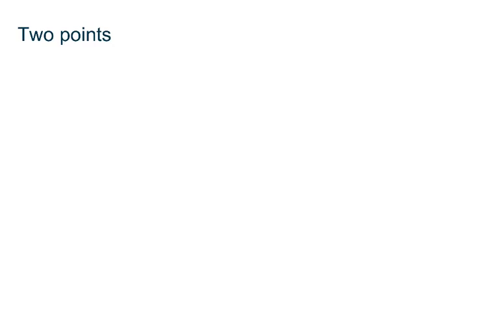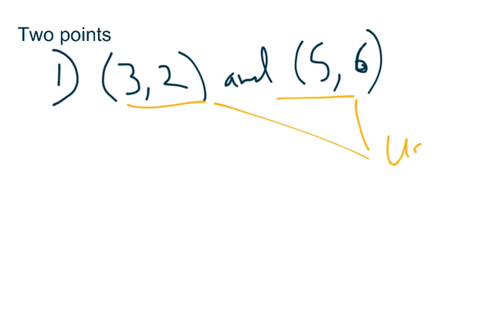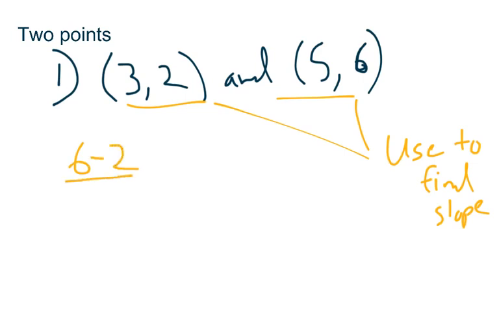Let's say we're supposed to find the slope-intercept form of the line that passes through these 2 points: (3, 2) and (5, 6). Okay, so the first thing we have to do is use these 2 points to find slope. So we'll use the slope formula to go 6 minus 2 over 5 minus 3. That gives us 4 over 2, which we can reduce to 2. So now this is equal to m.